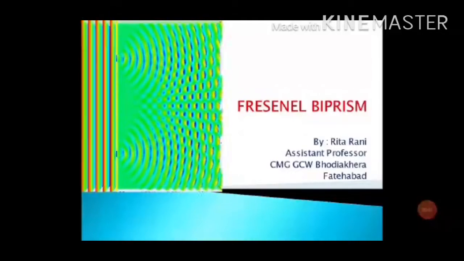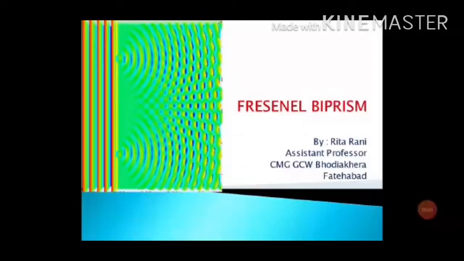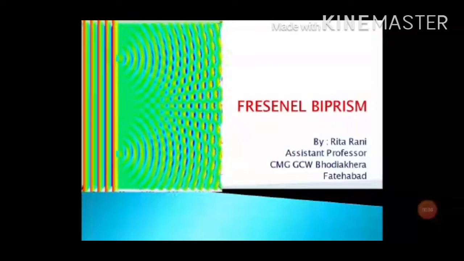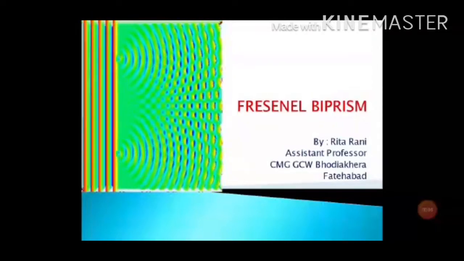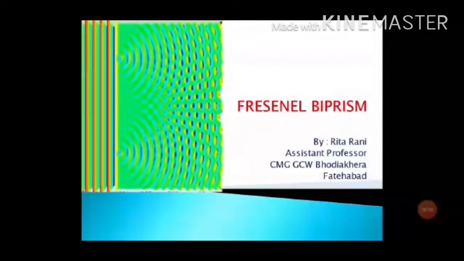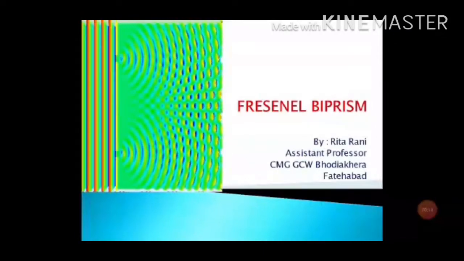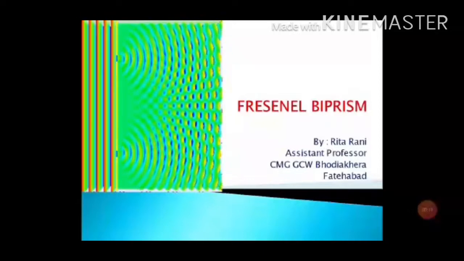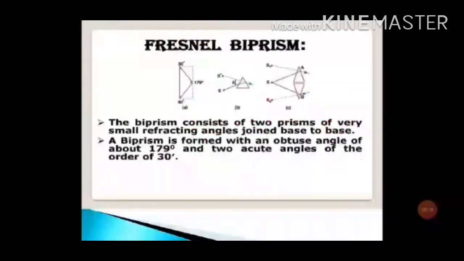In this method, the interference is produced by the division of wave front. This method uses two coherent sources which are produced due to the refraction of the light. Now, Fresnel biprism. What is Fresnel biprism?